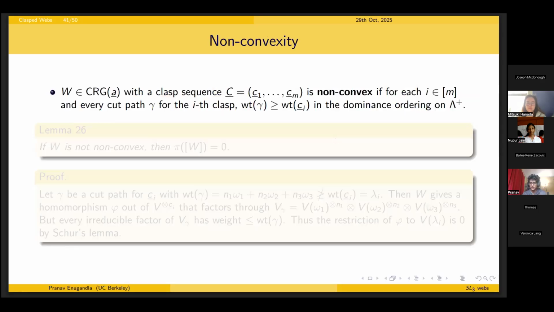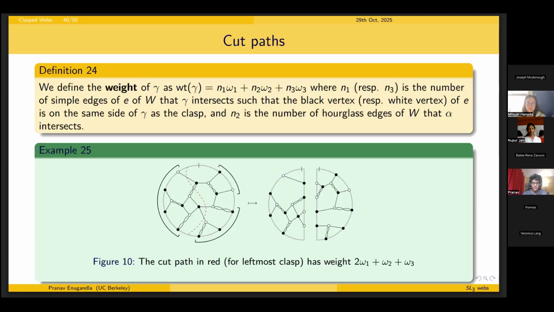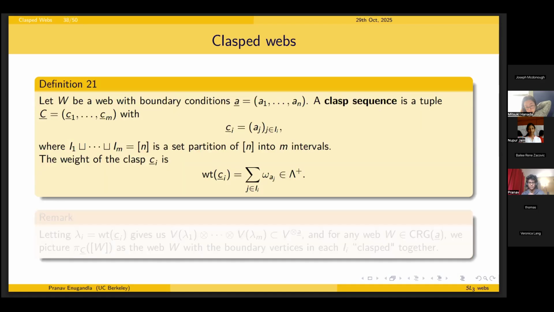And to be a bit more precise, when I compare these weights, I'm doing it in the dominance ordering on the set of weights, but you don't need to know what that is. But roughly speaking, on the level of graphs, what this is saying is I shouldn't cut through too few edges when I draw a cut path. So the weight somehow is a measure of how many edges I'm intersecting. And for a graph to be non-convex, I should cut through at least as many edges as I have boundary vertices on the left.